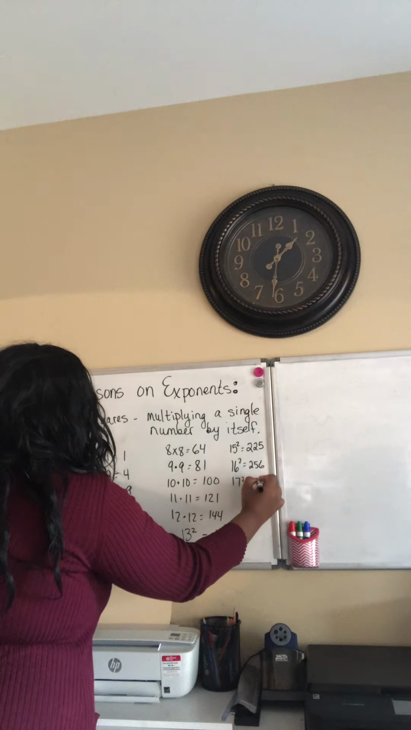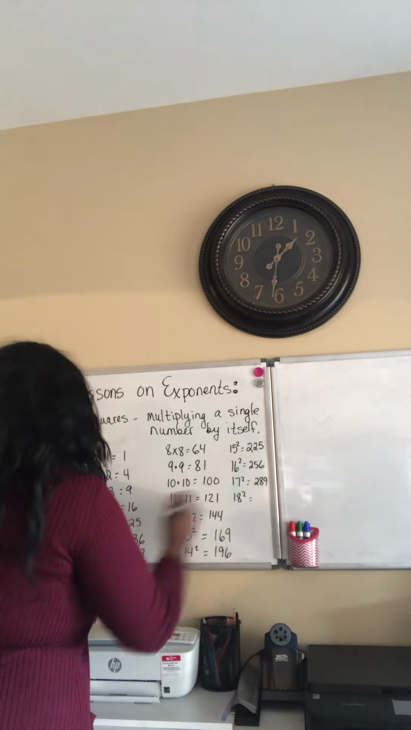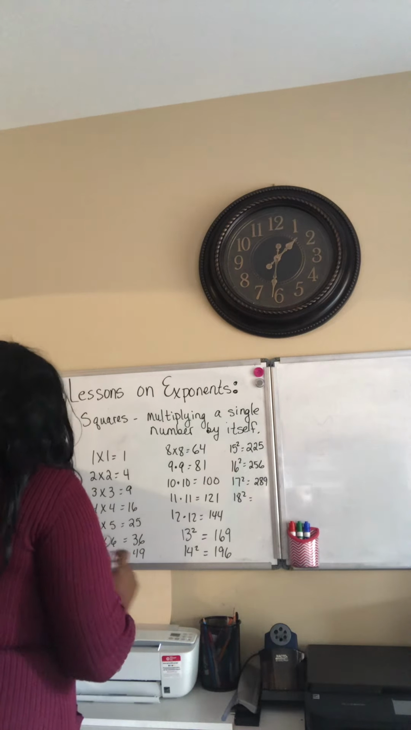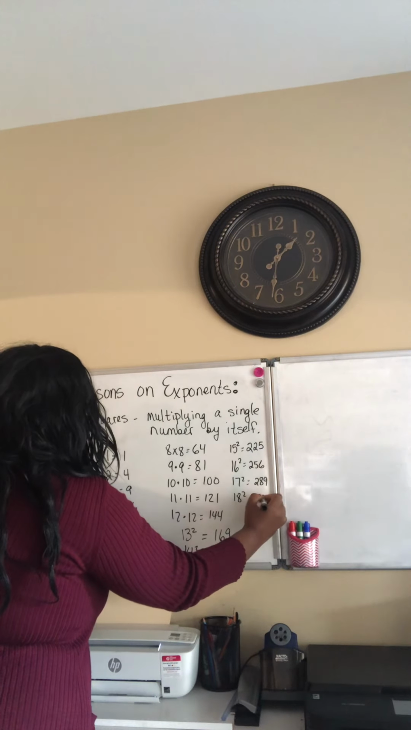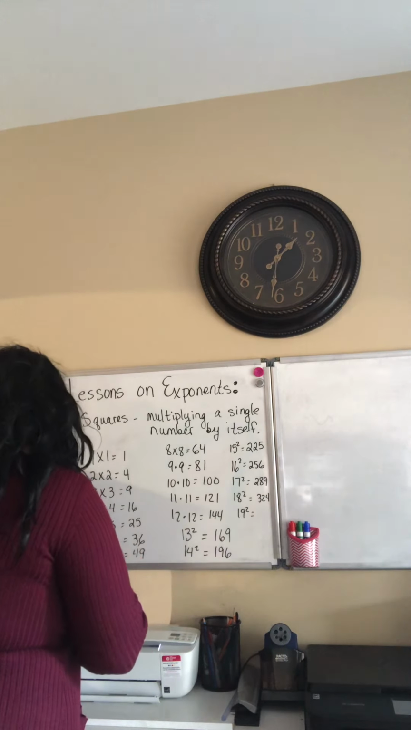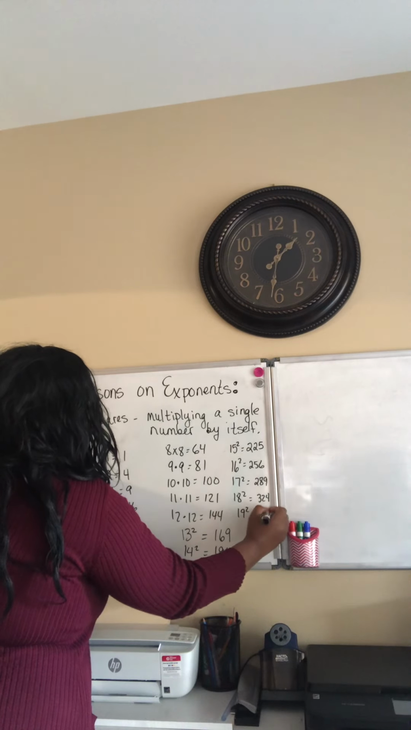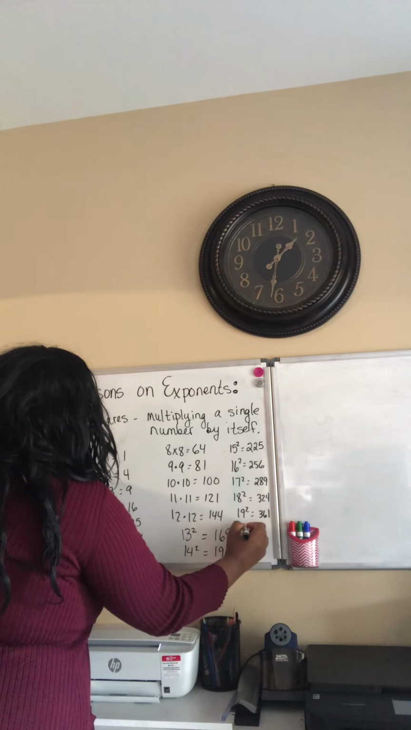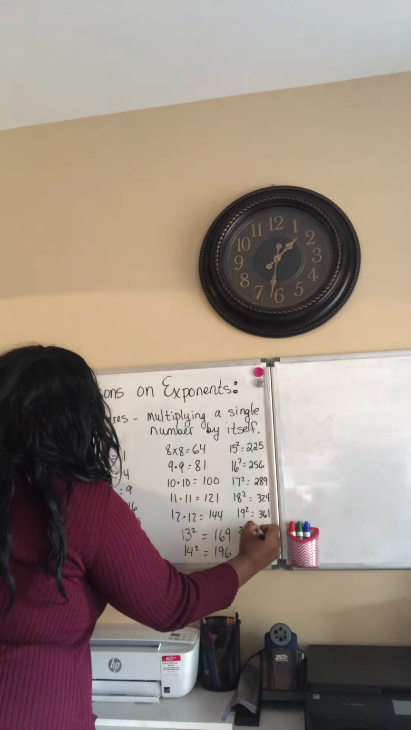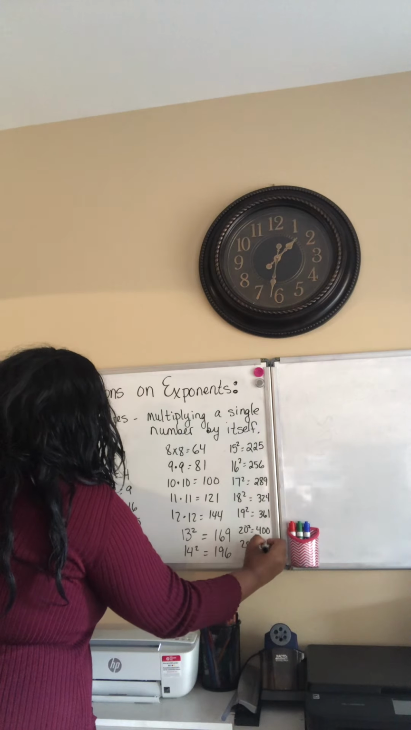18 squared, 324. 19 squared, I guess it's going to be 361. 20 squared equals 400. And then 25 squared is a common one that gets used, which is 625.